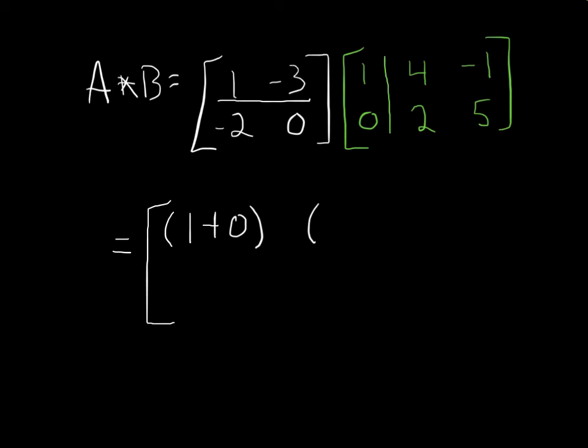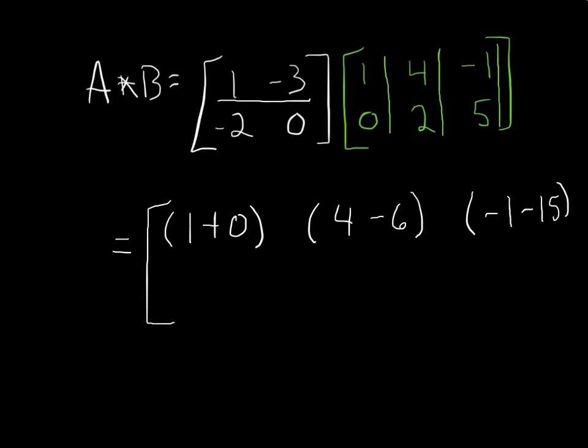Now I'm ready for the second element. I'm going to stay with this row, but move down to each column. So now I'm ready for the second column. 1 times 4 gives me 4, plus negative 3 times 2, which is a negative 6. So I'm going to subtract 6. Then I'm going on to the next column, the last column here. 1 times negative 1 is negative 1. Then negative 3 times 5 is a negative 15. And so there I've completed my first row.